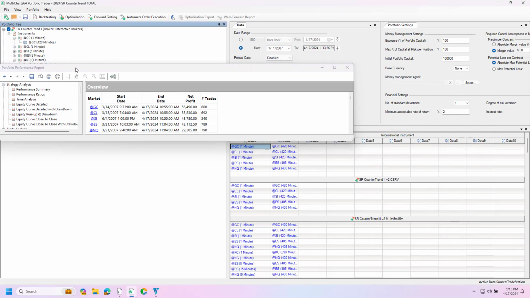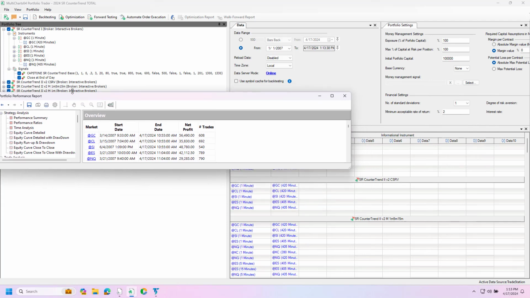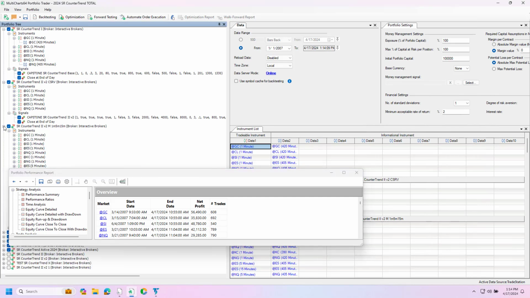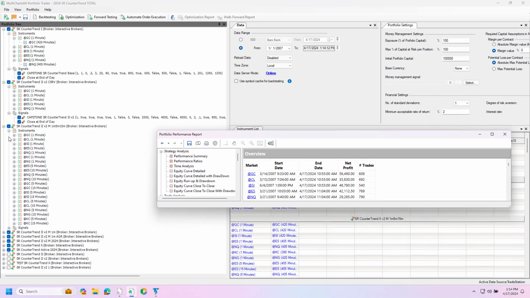So for example, SR CounterTrend includes our SR CounterTrend base strategy, one of our original strategies. And this is on gold, crude oil, silver, S&P, and Nasdaq. And so 1, 2, 3, 4, 5. That's 5 markets. SR CounterTrend II V2 conservative is on gold, crude oil, silver, S&P, and Nasdaq. You can see that SR CounterTrend II V2, just the non-conservative version, SR CounterTrend II V2M, just the base version, traded on 1 minute, 5 minute, and 15 minute charts.